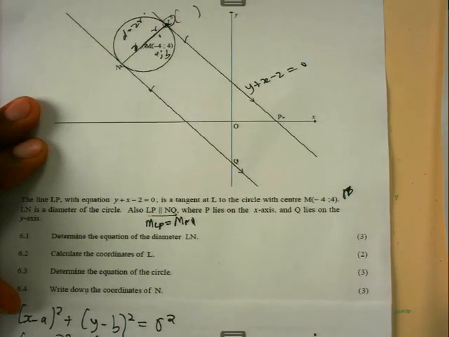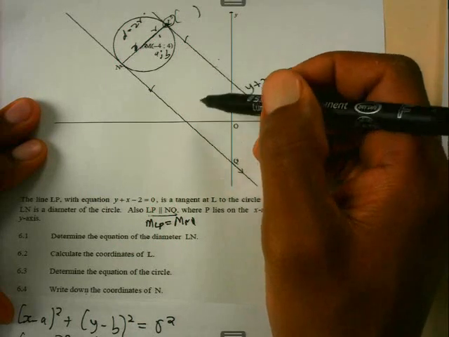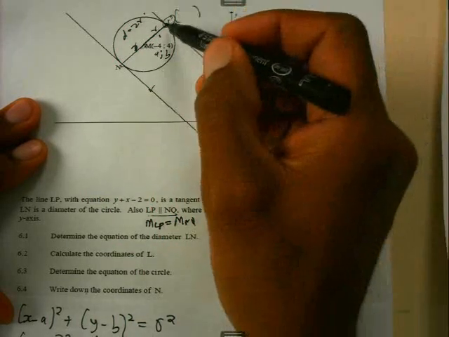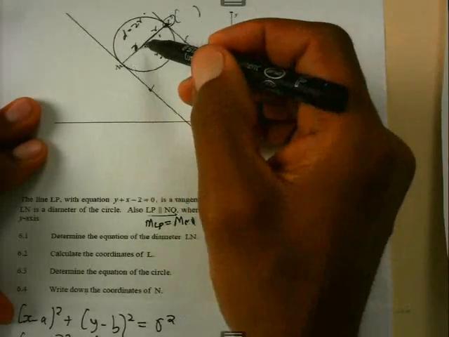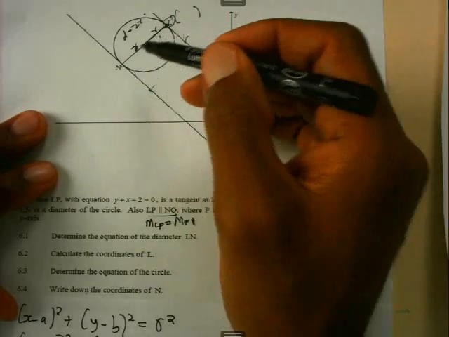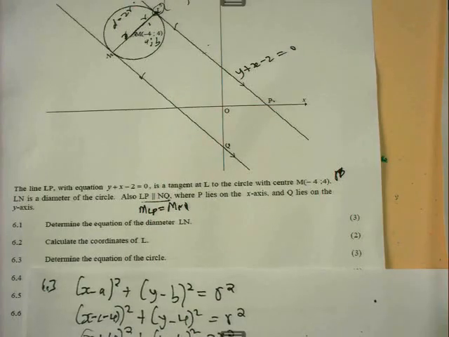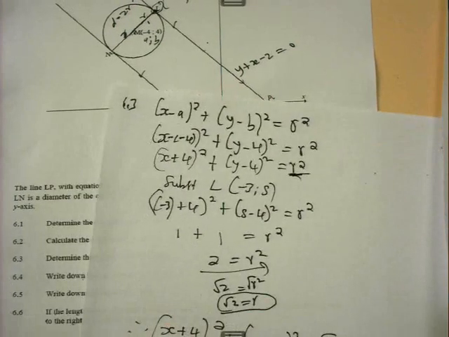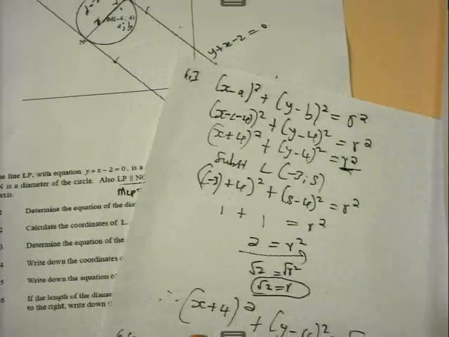Boys and girls, this is a 3 marks question. We cannot do it the same as we did on this one. Why? Because now we know what L is. We know what the center is. Because this is the diameter, it means we can use the center to determine the coordinates of N. Right, that is question 6.4. What are we going to do now? The center is our midpoint of the line LN.